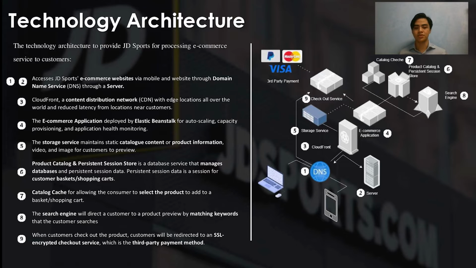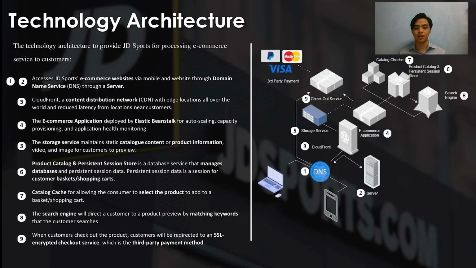Next is the storage service. It is to maintain the static catalog content or product information, such as the video, image of the product, and size of the product, for the customer to preview. Next is the product catalog and persistent session store. It's a database service that manages a product database and assists the customer basket and shopping cart.